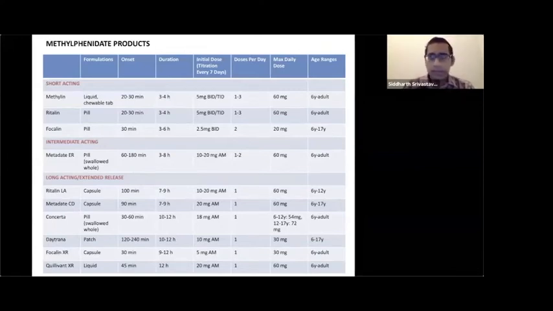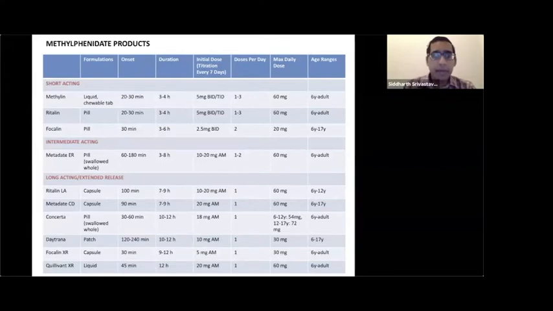Let me go through these options, and we'll start with the methylphenidate products. Keep in mind that this list is not meant to be exhaustive, as there are new formulations that come out every year or every few years. The first category is short-acting methylphenidate products. This includes things like Methylin, Ritalin, and Focalin. Methylin comes as a chewable tab and a liquid, and the others are regular tabs. They take about 30 minutes to kick in. They last 3 to 6 hours, and they're usually given twice a day, though they can be given up to 3 times a day in some cases.